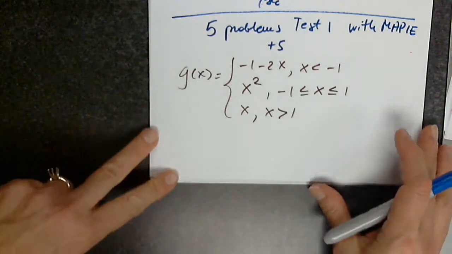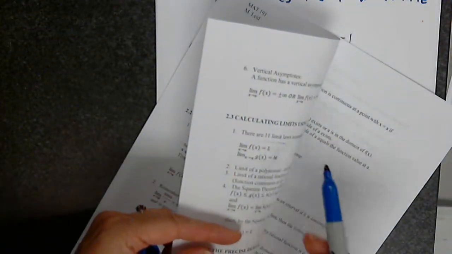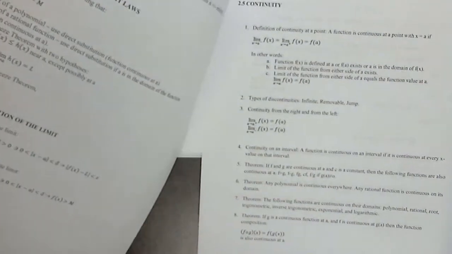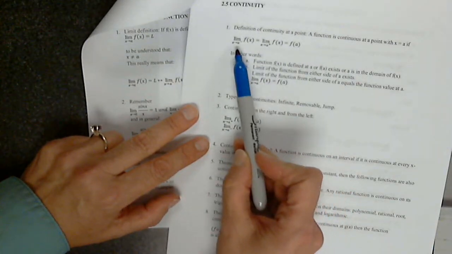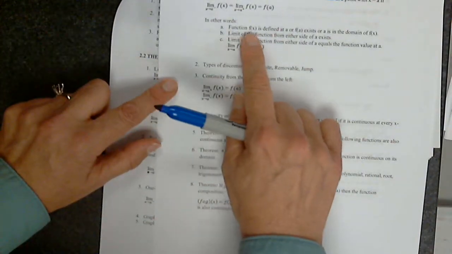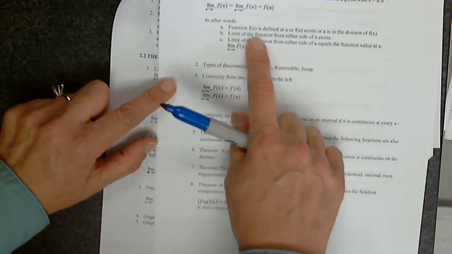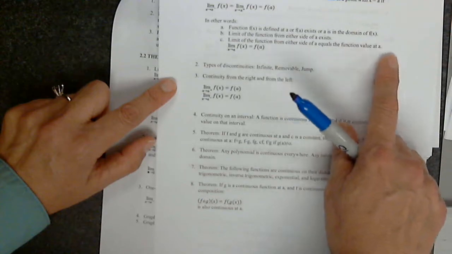Okay? So let's talk about continuity. Back to the handout. Here's the definition of continuity. You have all the summary, as I said, except the 11 limit laws. You have everything in chapter 2 in here. So I'm looking for continuity. That's 2.5. Where is 2.5? Right here. So please remember, this is continuity at a point. The limit from the left equals the limit from the right equals the function value at that point. In other words, the function is defined at a, or a is in the domain of f of x. The limit of the function from either side of a exists, and the limit equals the function value at a.